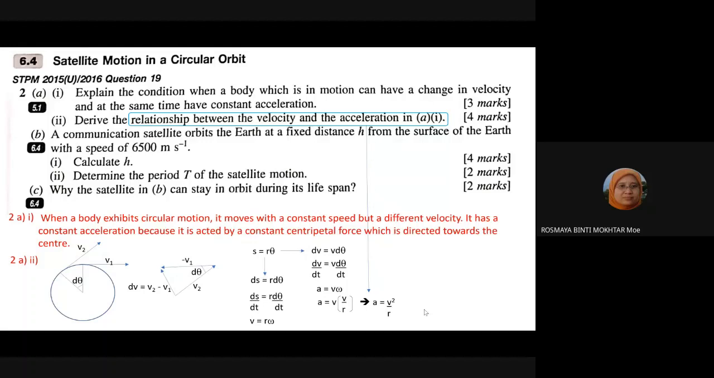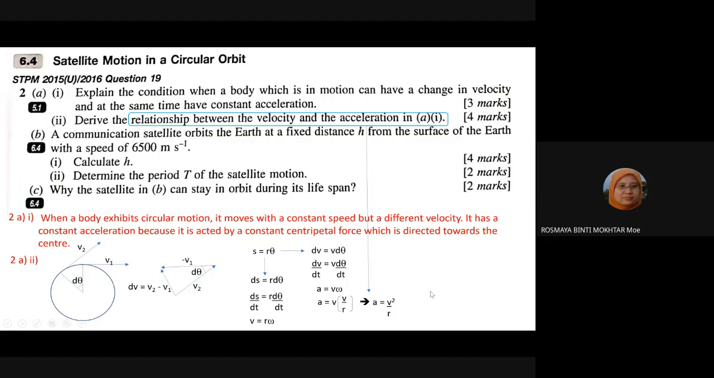So this came out in the past year's question. A equals v squared per r. If you substitute it into F equals ma, it becomes m v squared per r. Okay, this is where the centripetal force equals m v squared per r comes from. Silent means understood.